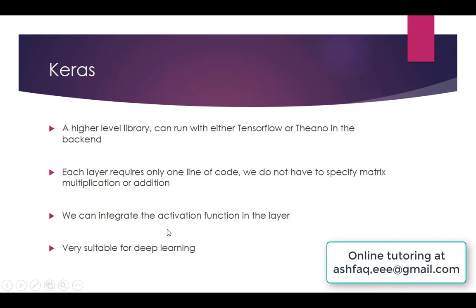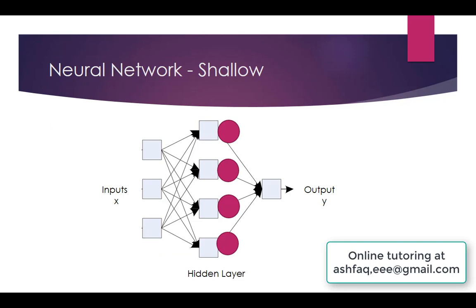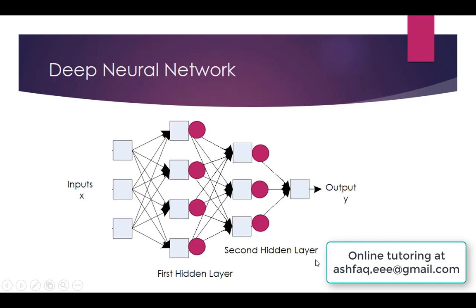Moreover, we can also integrate the activation function in the code of the layer. That makes it very suitable for deep learning. So what is a deep neural network? So far we have seen this sort of network where we have only one hidden layer. In a deep neural network, we have more than one hidden layer. You can have as many layers as you want.